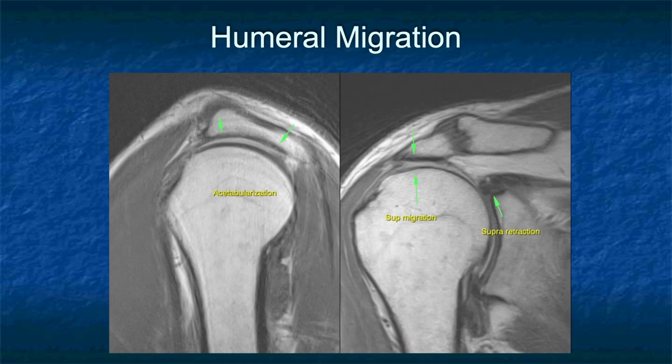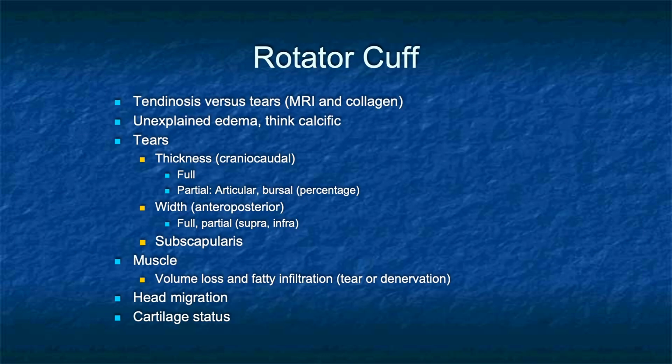The last thing that we're going to look at in the rotator cuff is the migration of the humeral head. So when you see superior migration of the humeral head, it's an indicator to you of chronicity and from the surgeon of saying that this patient may have a guarded prognosis if we go back and fix the rotator cuff. So always look for humeral migration.